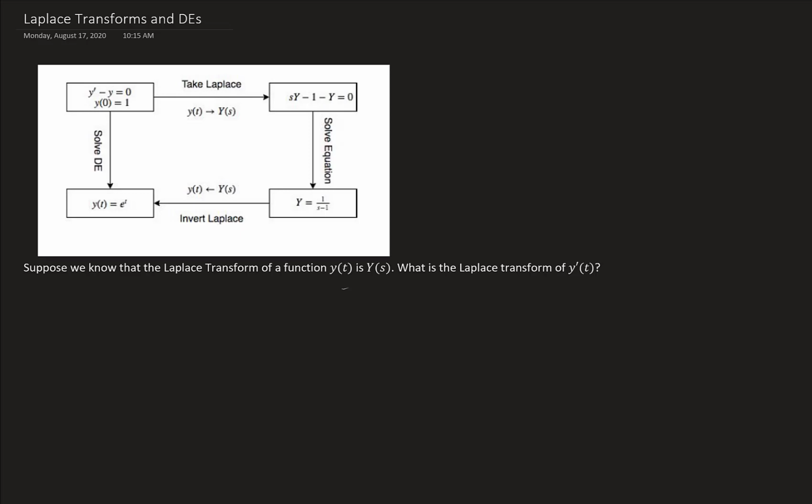The purpose of this video is to show you how to use Laplace transforms to solve both first and second order differential equations. A basic schematic of this process is shown in the diagram as follows.